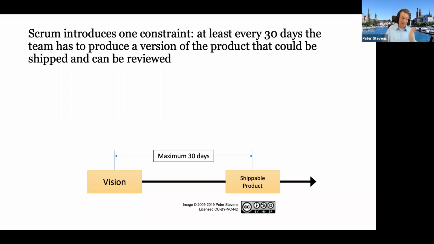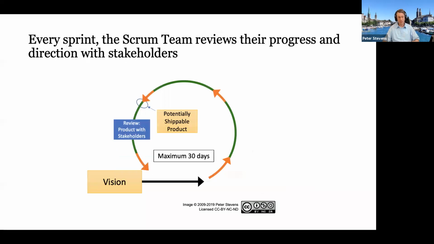Now this has a problem with it because 30 days isn't a long time for a big project. If the project might take a year, but we can only work 30 days on it, what happens? Well, what this means is we have to iterate on it. But we still have this constraint. Every 30 days, we have to have something we can review, something we can test.